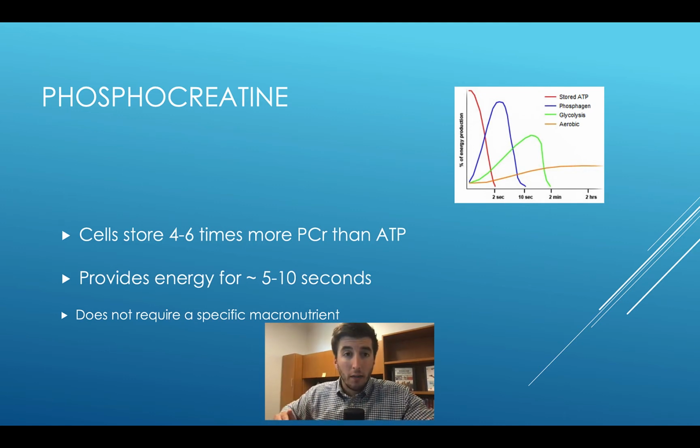What's really neat about the phosphocreatine system is it doesn't require a specific macronutrient. But with that, we can actually augment and improve our phosphocreatine system by supplementing with creatine monohydrate. And there's a ton of research on that. If you guys want to talk more about it, feel free to reach out and we can talk about creatine supplementation in depth as well.